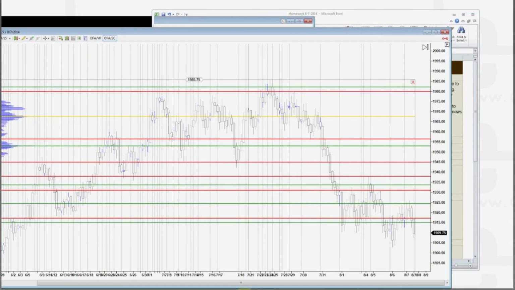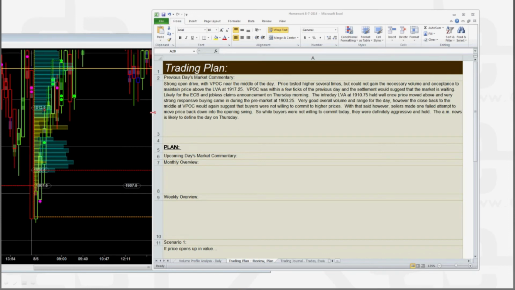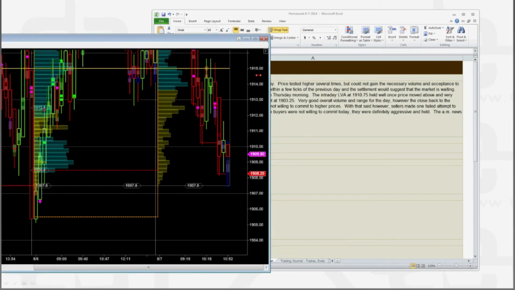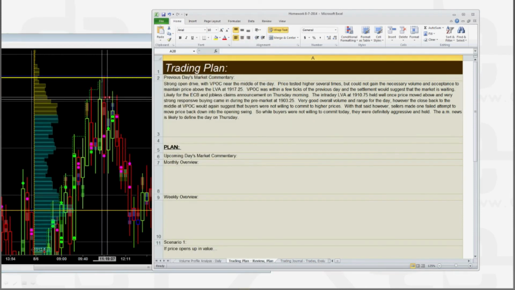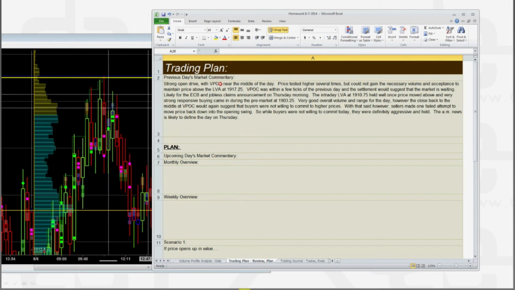Let me pull this back so I can show you what I'm looking at. Price tested higher several times, but could not gain the necessary volume and acceptance up here to maintain price above the low volume area at 1725. So it closed lower. The VPOC yesterday was within a few ticks of the previous day, and the settlement would suggest that the market is waiting.